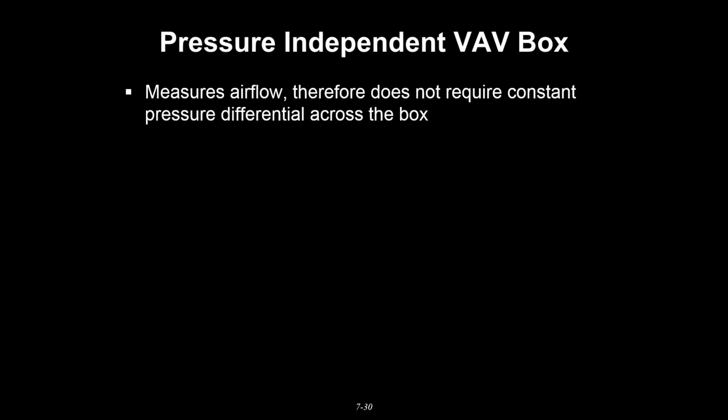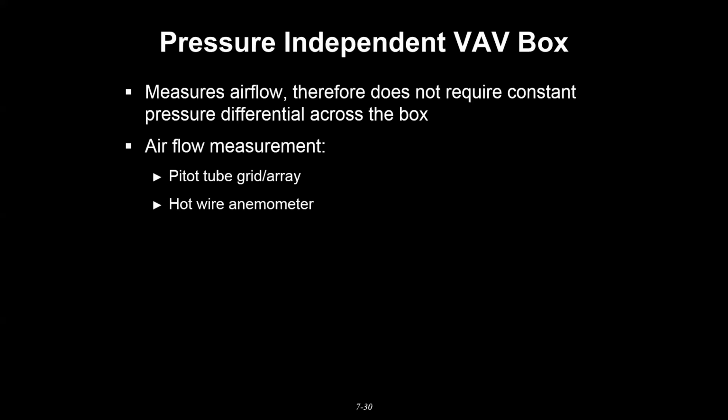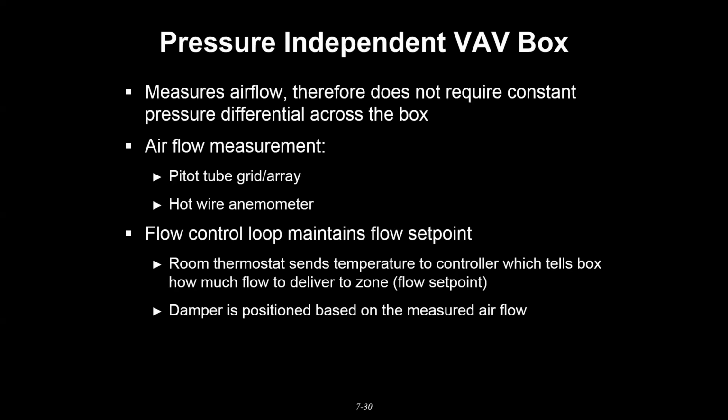So pressure independent boxes are able to do this regardless of any pressure changes in the system or at the box. They're using some type of airflow measurement or pressure pickup to accomplish this. And based on inputs from the thermostat, we'll select a flow set point that will drive some PID loop command.